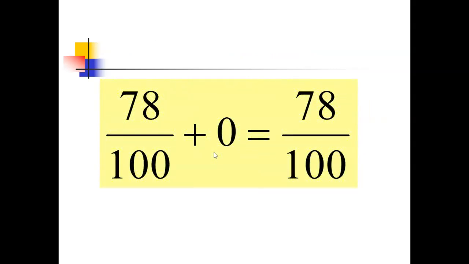Let's try a new one. 78 over 100 plus 0 equals 78 over 100. The number before adding and the number after adding remains the same. Basically, I have kept my identity same. And I'm adding 0 to do that. This is an example of identity property for adding.